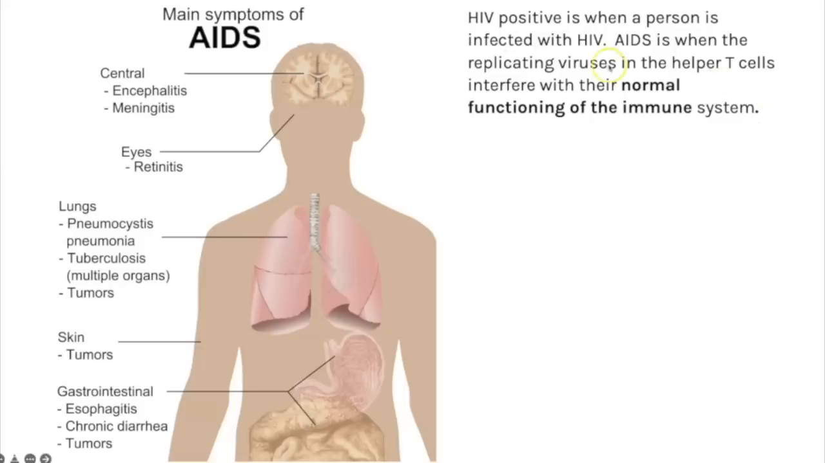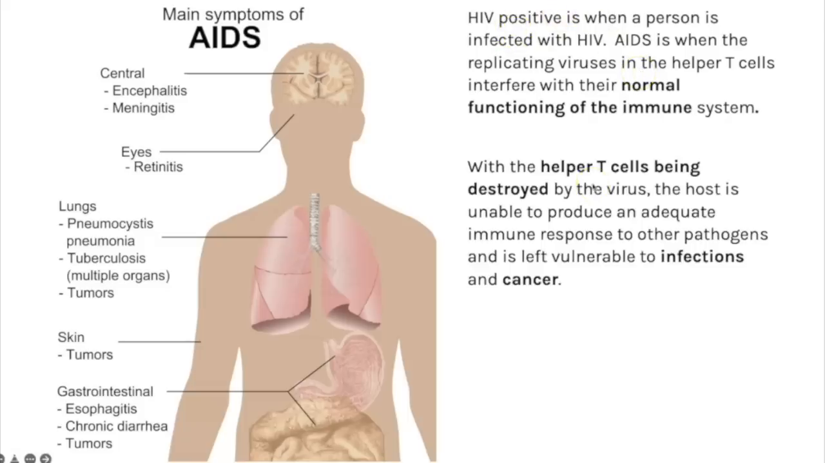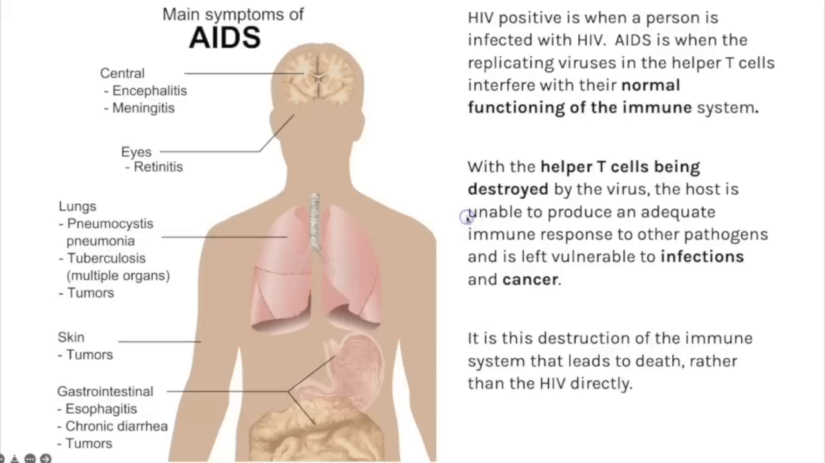AIDS is when the replicating viruses in the helper T cells interfere with the normal functioning of the immune system. So someone who is HIV positive doesn't necessarily have AIDS. With the helper T cells being destroyed by the virus, the host is unable to produce an adequate immune response to other pathogens and is left vulnerable to infections and cancer. It is the destruction of the immune system that leads to death rather than the HIV directly.